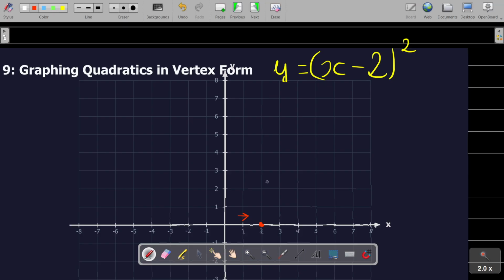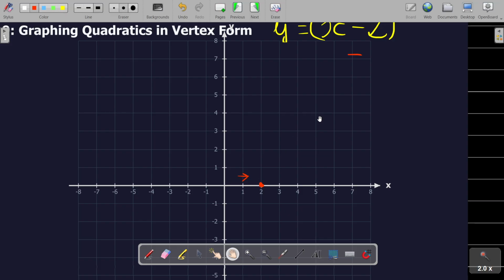Now, again, it shifts to the right. This is a classic trap. Again, minus 2 inside shifts the graph to the right, not to the left. It feels very backward. But the vertex is whatever value of x makes the bracket equal 0. So x minus 2 equals 0 when x equals 2. I just re-explained that.